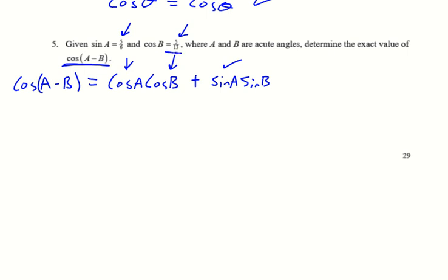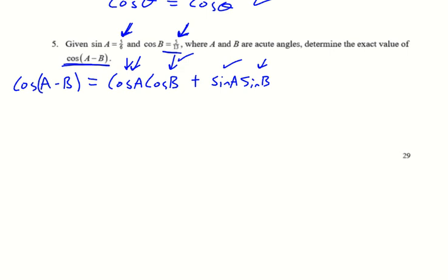Cos B is 5 over 13, so I'm good for that one. My problem right now is I don't know what sine B is, and I don't know what cos A is, because they're different ratios. So what I need to do is figure out more about the triangle for this one and for this one. Hopefully that made sense. So what I want to do is draw out a triangle here. So let's go like this.